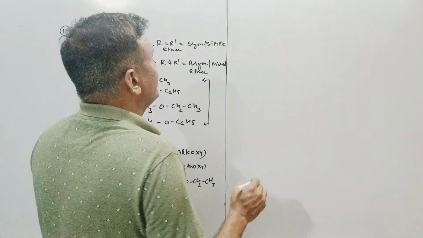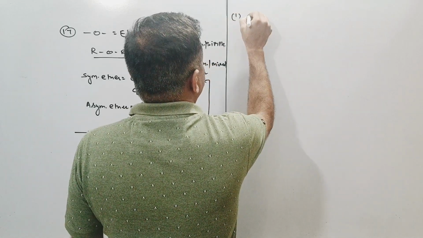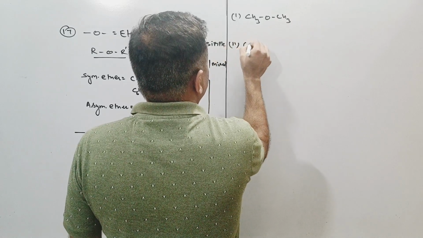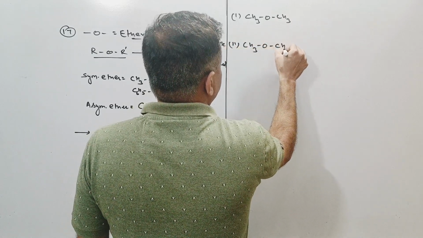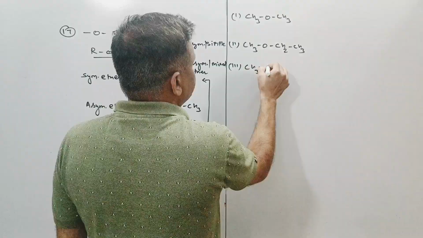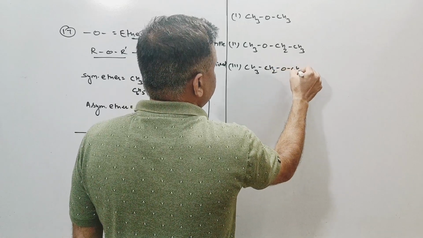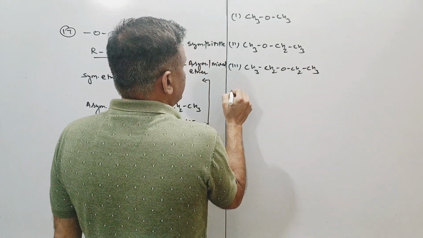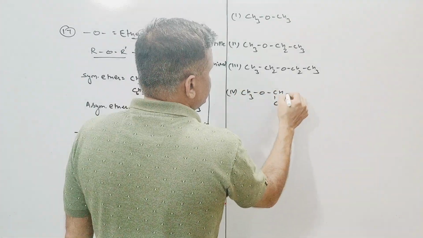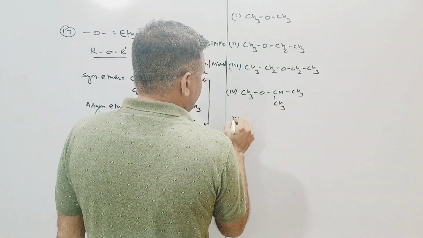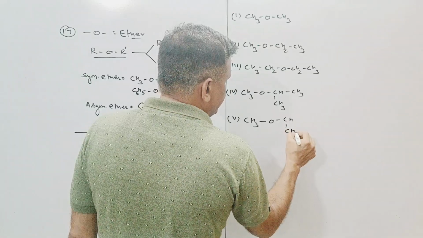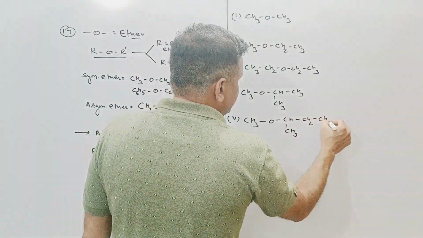Now I would like to go with some practice. As number one practice, we can take CH3OCH3. This is the second compound, CH3OCH2CH3, a mixed ether. This is the third compound, CH3CH2OCH2CH3. This is the fourth compound. You can take CH3OCHCH3 and CH3. This is the fifth compound.